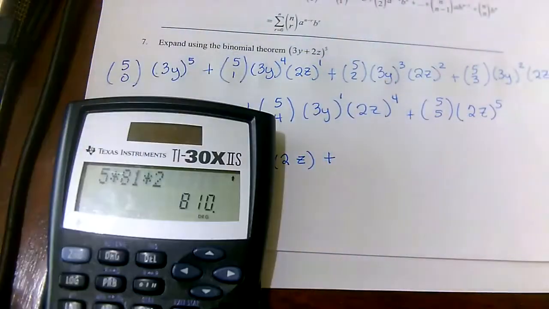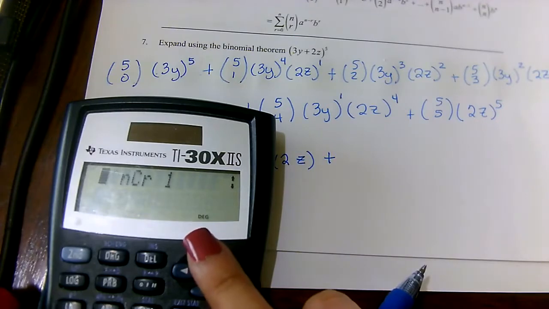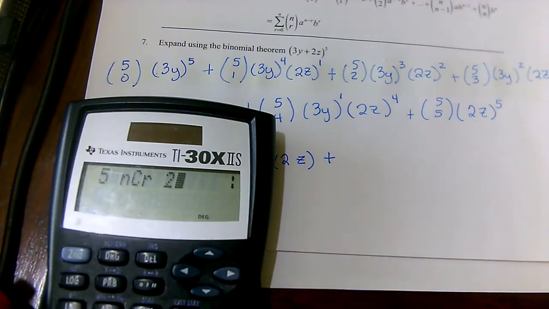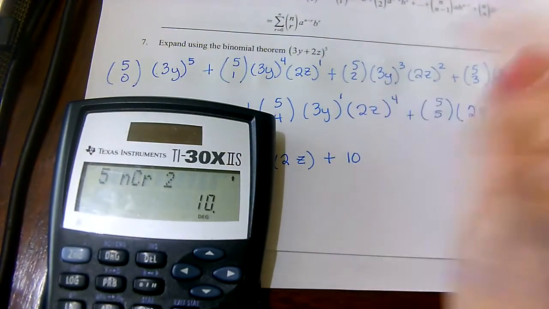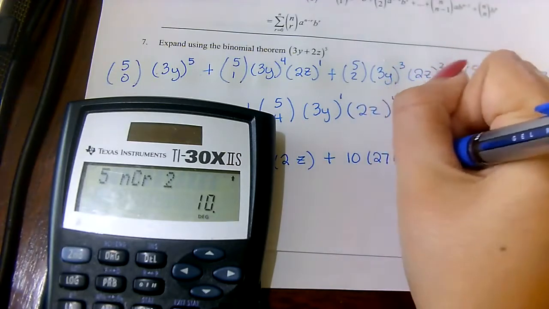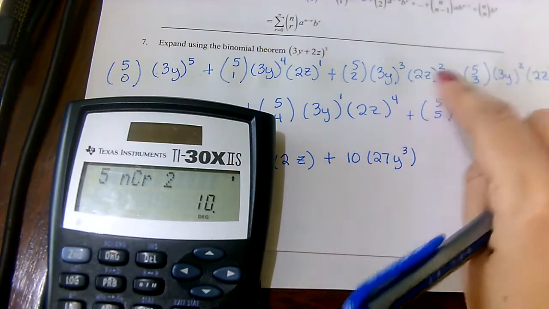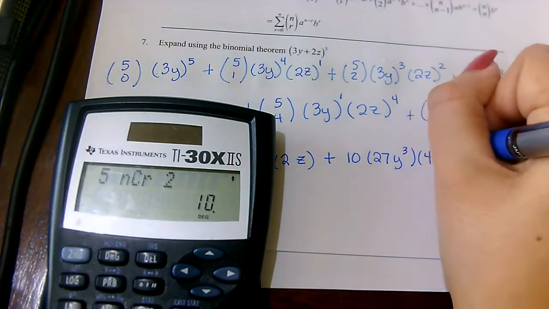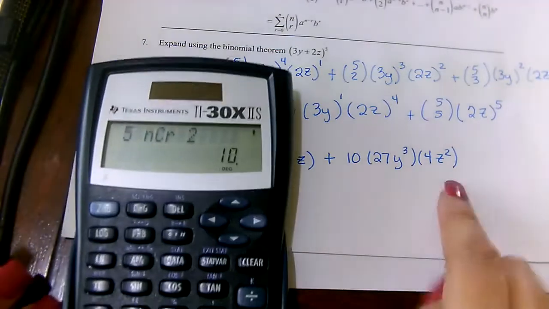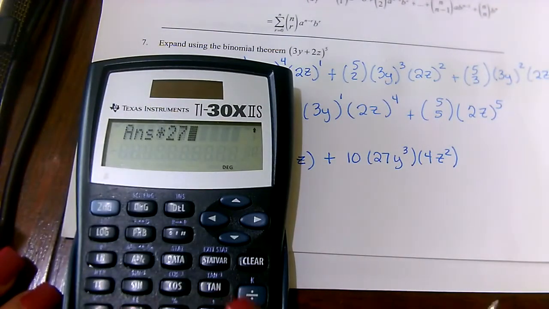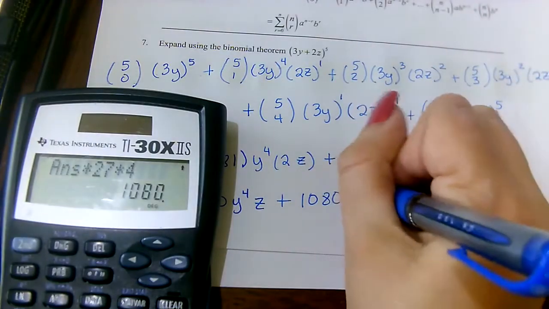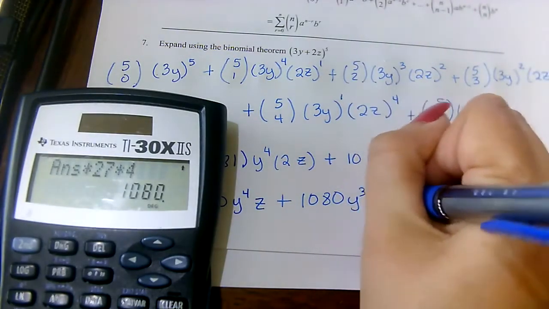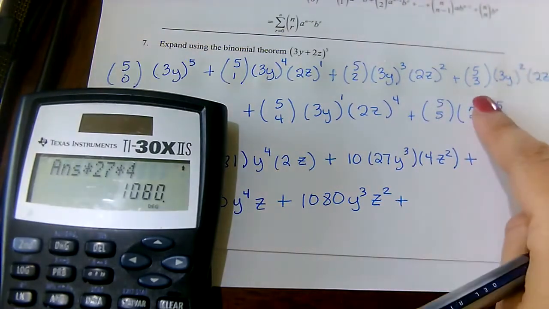Plus 5 choose 2. So I'm going to just scroll up to there, and I'm going to go ahead and add this to 2, and here I get 10. So this is going to be 10. 3 cubed is going to be 27 y to the 3rd. 2 squared is going to be 4 z squared. Okay, now I'm going to multiply all these together. 10 times 27 times 4, you're going to get 1080 plus 1080 y to the 3rd z squared. Okay, let's go on to the next one.